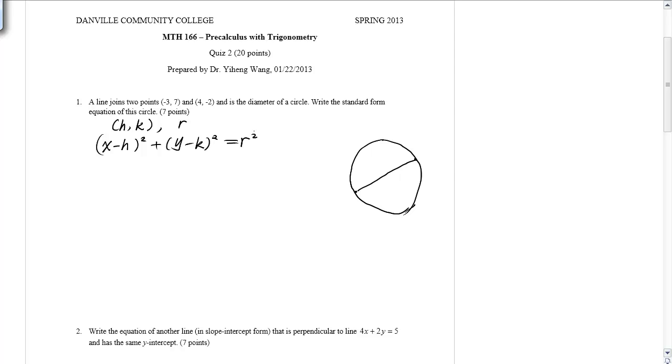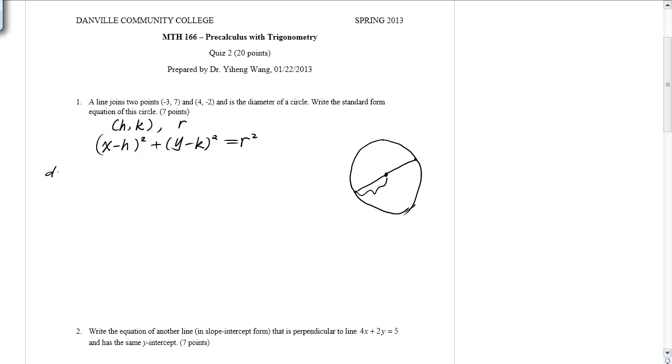So how do we get the center and the radius from the given information? Because this line is a diameter, the midpoint of this line must be the center of the circle, and half of the diameter, which is half of the distance between these 2 points, must be the radius. Therefore, we need to first use the distance formula to determine the distance between these 2 points, and then use the midpoint formula to determine the midpoint of this line segment joining these 2 points.